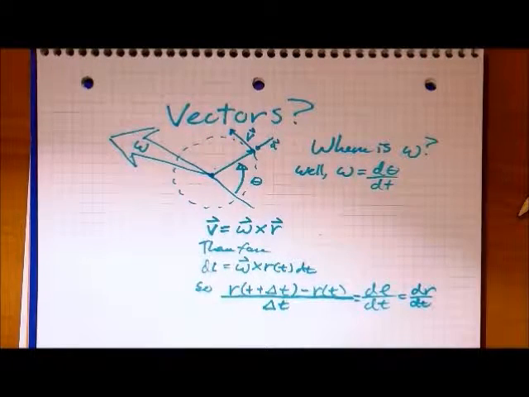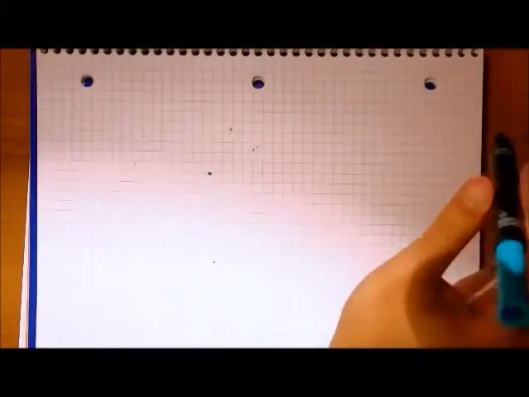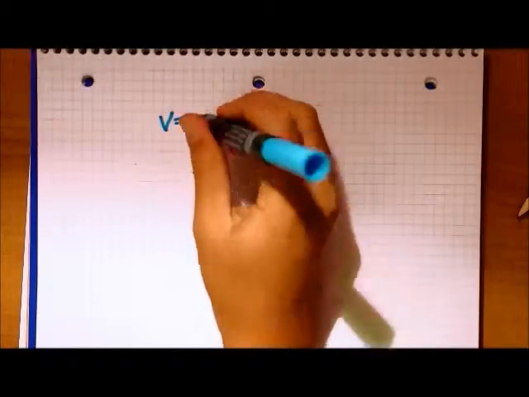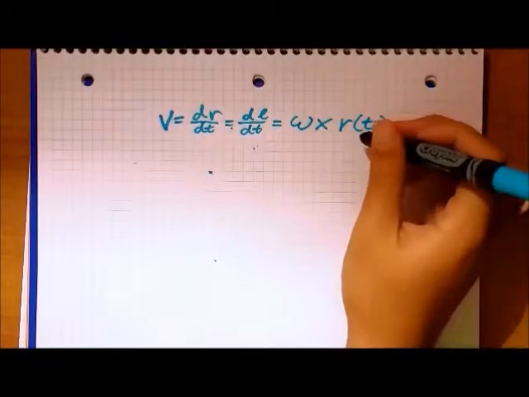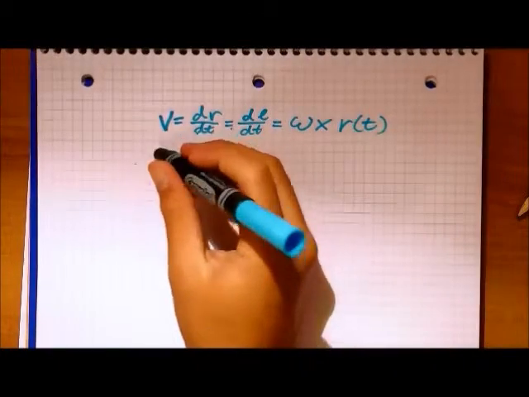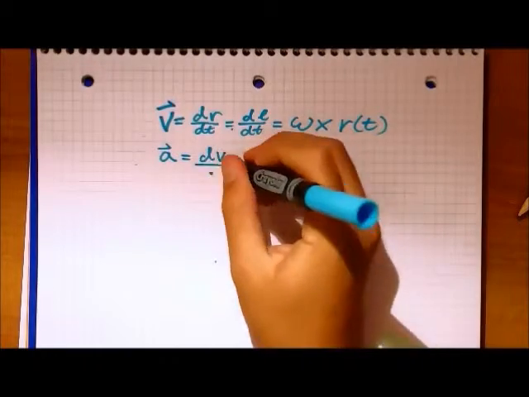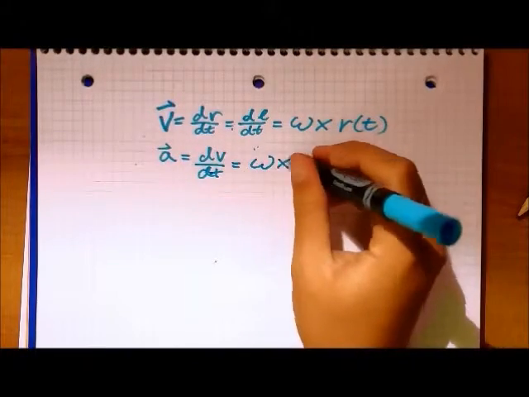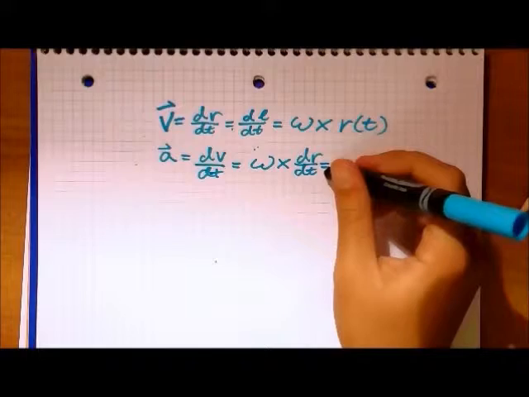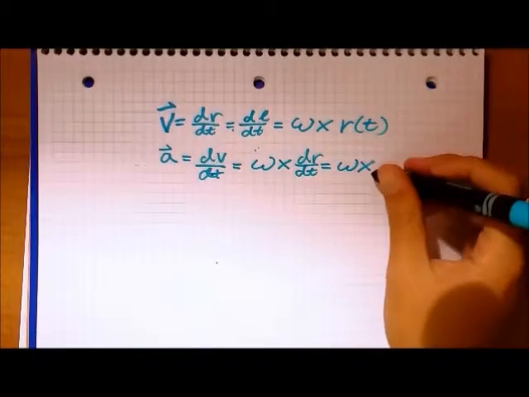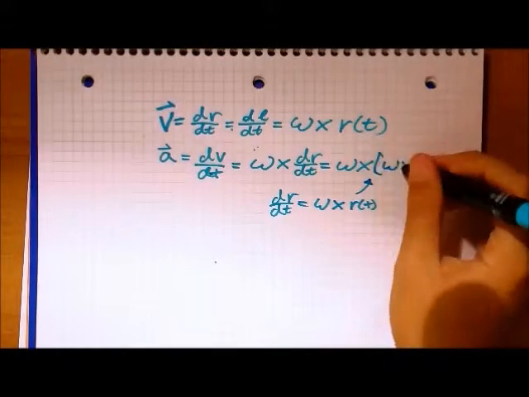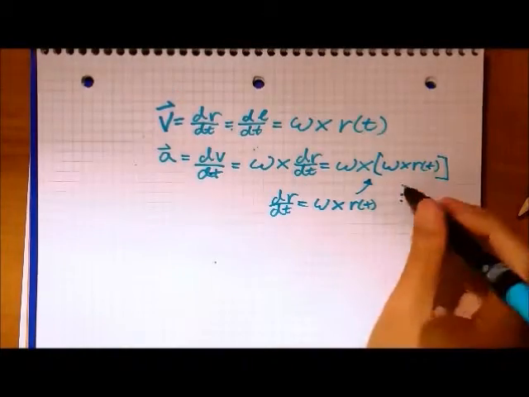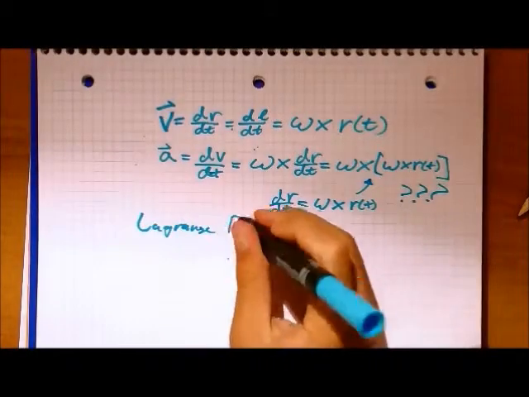So let's simplify this to get a clean expression for acceleration. We know that our velocity is simply the cross product of our angular velocity and our displacement vector, so we can simply take the derivative of our velocity with respect to t to find our acceleration. This gives us an ugly and confusing cross product chain that we can luckily solve using something called the Lagrange formula.